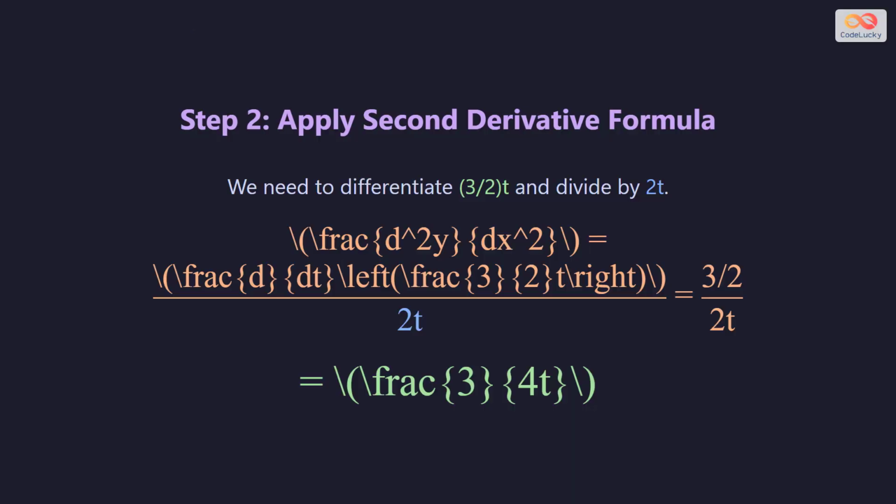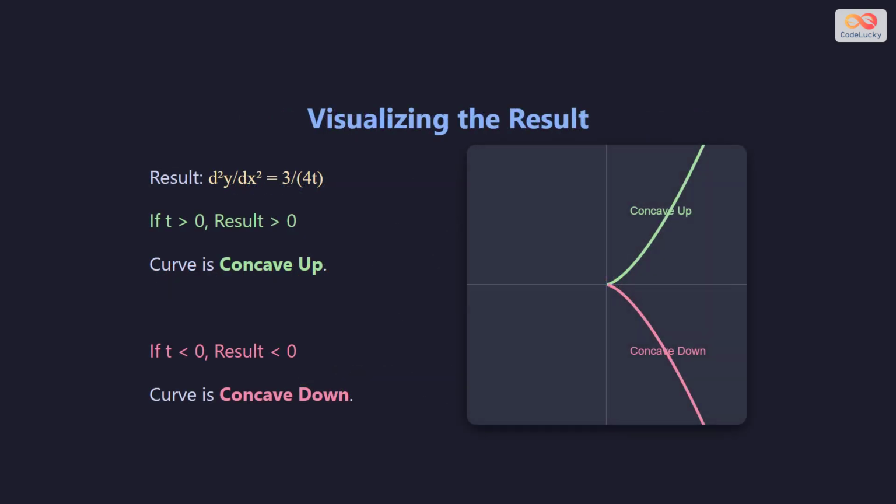Now for the second derivative. We differentiate our slope, 3/2 t, with respect to t, which just gives us 3/2. Then, we must divide by dx/dt, which we found earlier was 2t, so we have 3/2 divided by 2t. Simplifying, that gives us 3 over 4t.